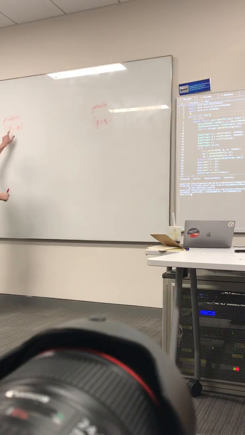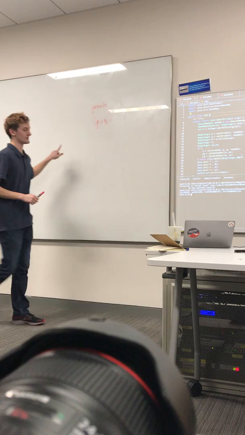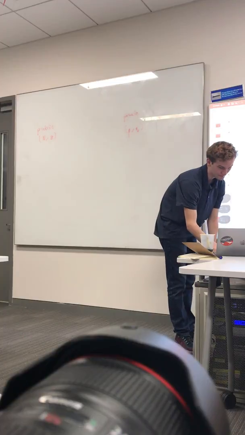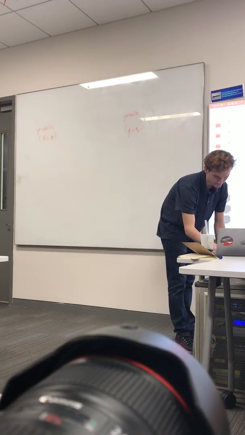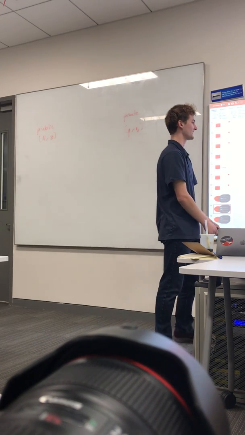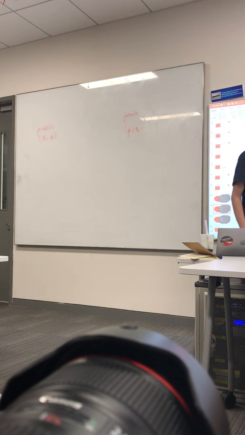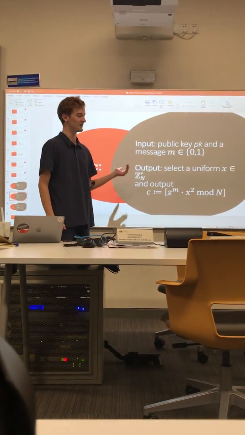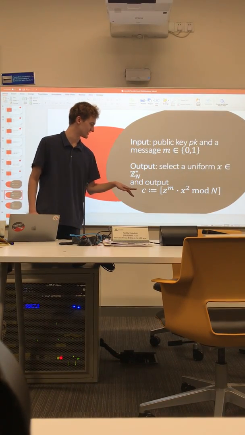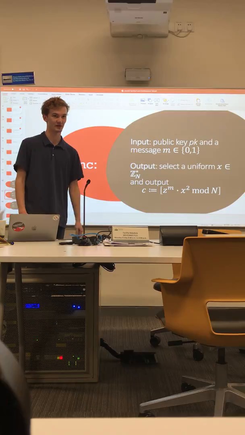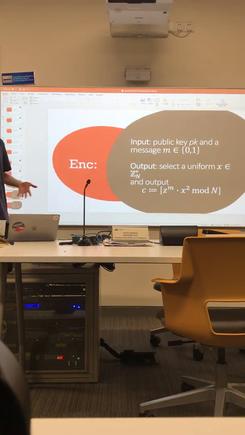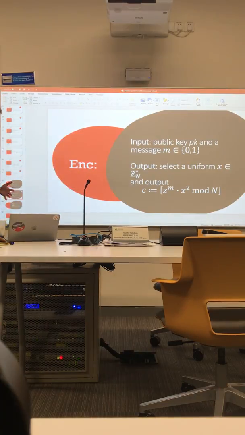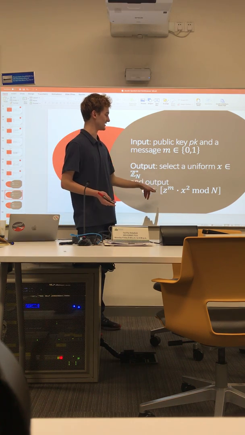And these two numbers, n and z, allow someone to perform the encryption operation. So we're going to find out what that is. You take your message, which is just a single bit, either 0 or 1, and then you find a random number x from 1 to n minus 1. That's not difficult to do. You square it, so you know it's going to be a quadratic residue, and then you multiply it by z to the power of m.